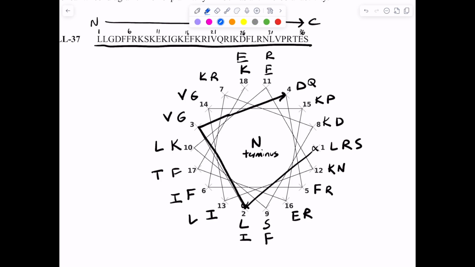Let's go ahead and use blue for positive. So that's all the K's and the R's. And then all the ones that are nonpolar, let's go orange or whatever. And by nonpolar, let's say things that are bigger than alanine. So we're looking at leucine, valine, isoleucine, methionine, and then phenylalanine, tyrosine, and tryptophan.